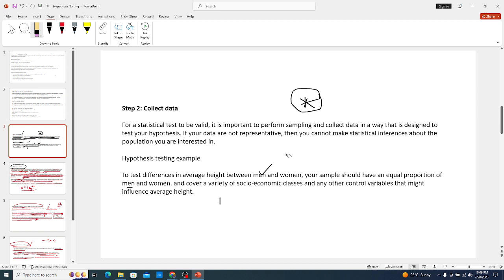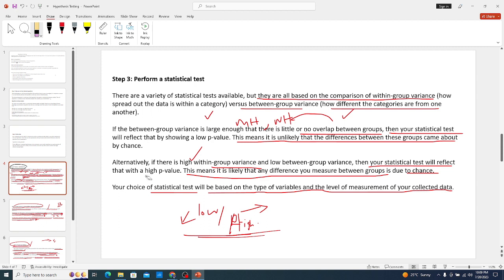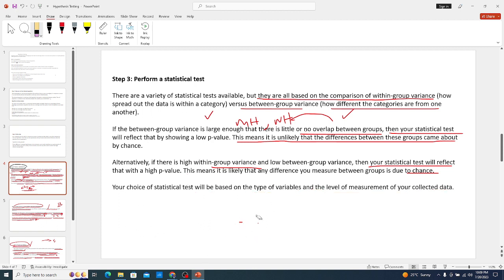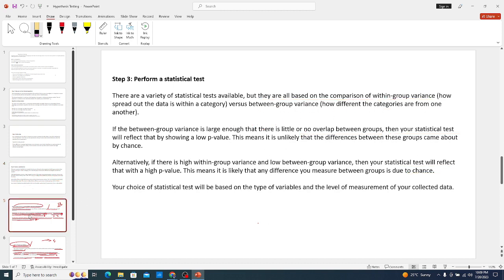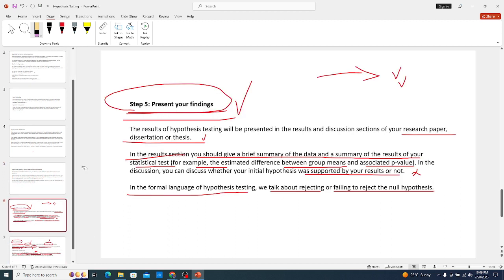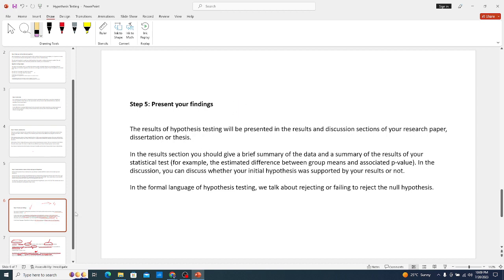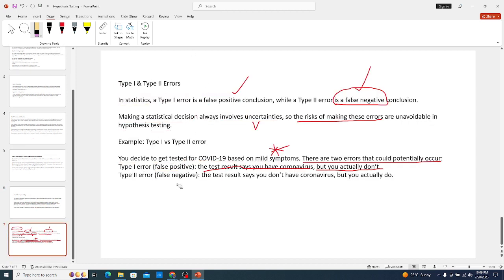We have the 5 steps of hypothesis testing. You can go and learn more about that, but basically the objective was to know the different types of hypothesis testing, all the steps to do hypothesis testing, and also the two major errors which you can commit when doing hypothesis testing. Okay, and that's all about hypothesis testing.